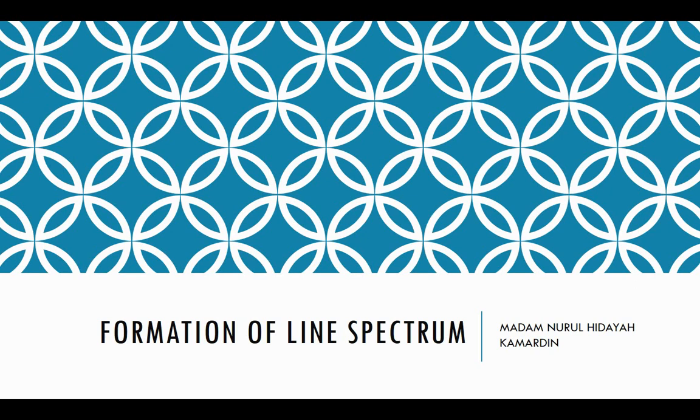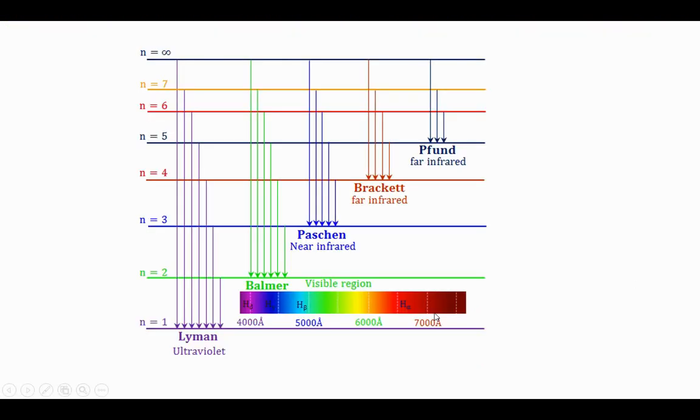So kat situlah line spectrum akan terhasil. So let's look at this diagram. This diagram indicates the electron transition. Electrons fall from a higher energy level to a lower energy level. This diagram shows 5 series of the hydrogen spectrum. So there is the Lyman series, Balmer series, Paschen series, Brackett and Pfund series.